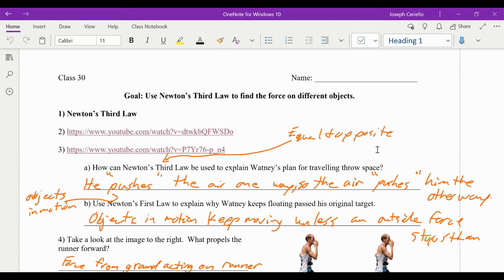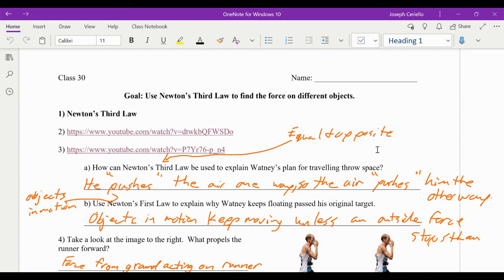Now, the next part says, use Newton's first law to explain why Watney keeps floating past his original target. An object in motion will stay in motion in a straight line at constant velocity unless acted upon by a net force. So what happens is, he fires off, he's going towards his target, and once he gets to his target, the person who's trying to catch him, he can't stop, right?